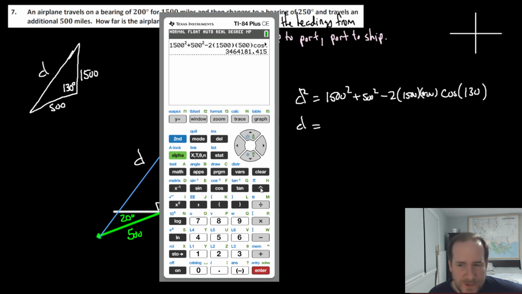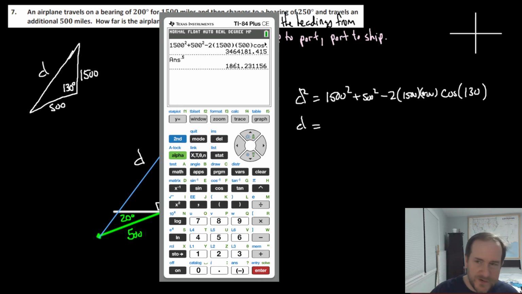So it's a big number. Just take the square root of it. That's a big number too, but you expected that because one of the sides was already 1500. So you know you're going to get something greater than 1500. So 1861.231 it is. Miles? Miles.